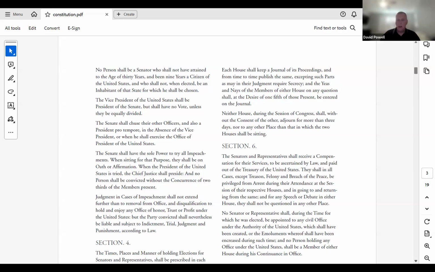Just like the House, the Senate gets to choose its own officers. The one constitutional officer beyond the vice president here in the Constitution is the president pro tem. The president pro tem of the Senate is Patty Murray from the state of Washington. The president pro tem is typically the longest serving member from the majority party in the Senate. So it used to be Pat Leahy, and now it's moved on to Patty Murray.